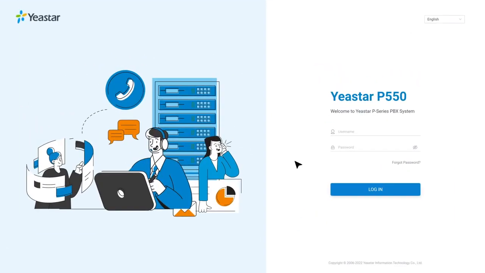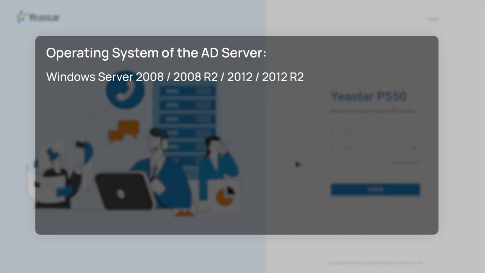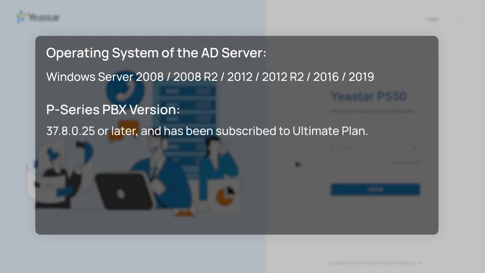For starters, we need to make sure that the operating system of the Active Directory server is Windows Server 2008, 2008 R2, 2012, 2012 R2, 2016, or 2019. The P-Series PBX has been upgraded to version 37.8.0.25 or later and has been subscribed to the Ultimate plan.